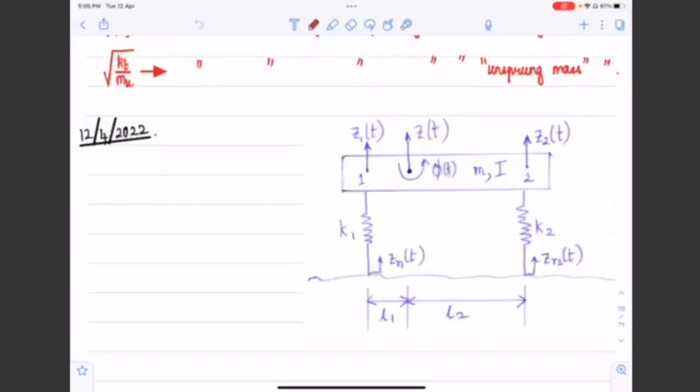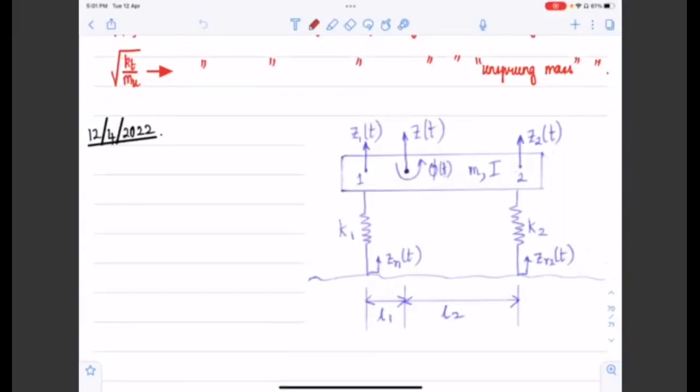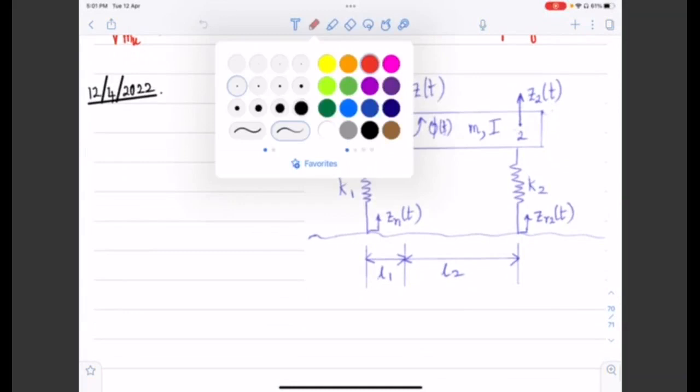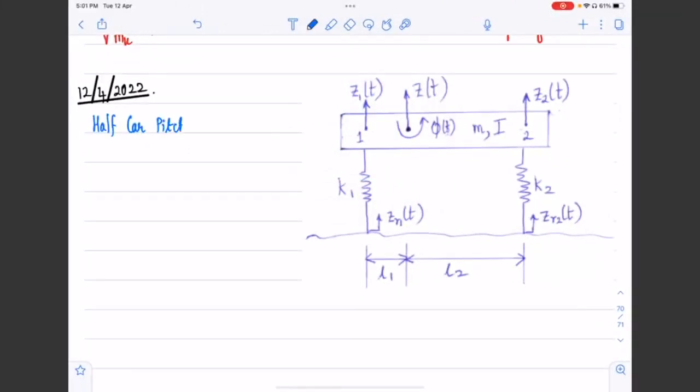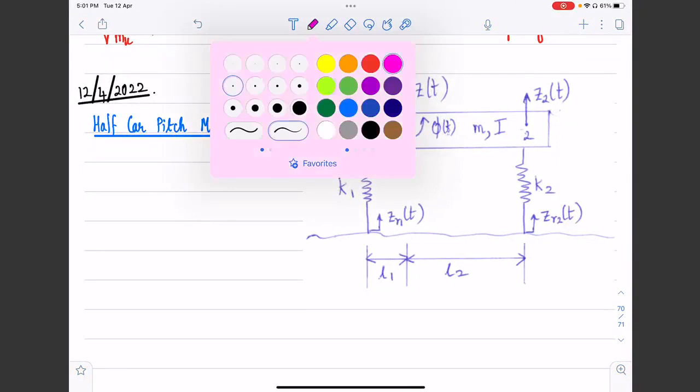Welcome to today's class. In today's class, we will look at two other common models for suspension analysis. These models will be used to analyze pitch and roll. We are essentially going to look at a simplified version of a half-car pitch model that can be used to analyze the pitch motion, and then we will look at a complementary model for analyzing roll. That's something we will learn in today's class.